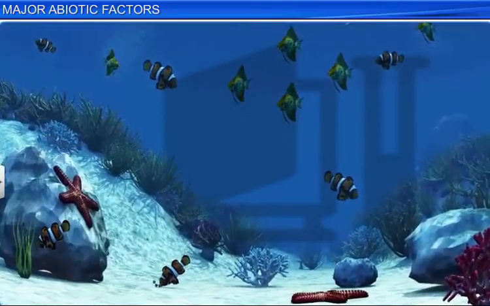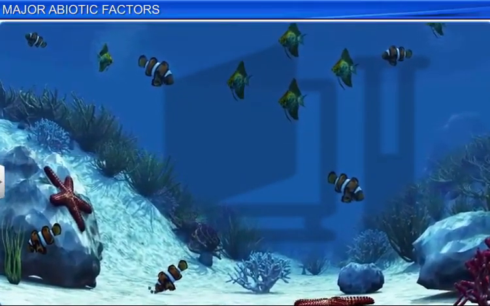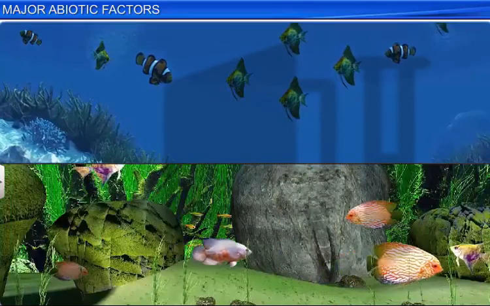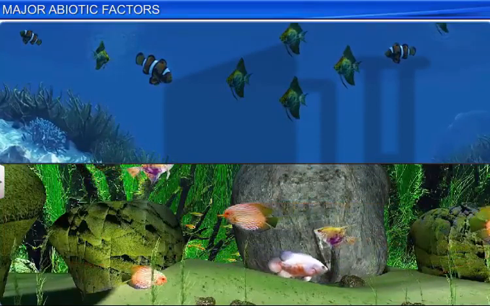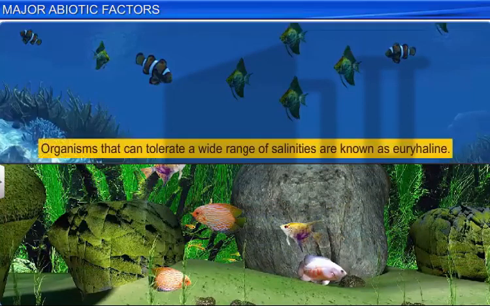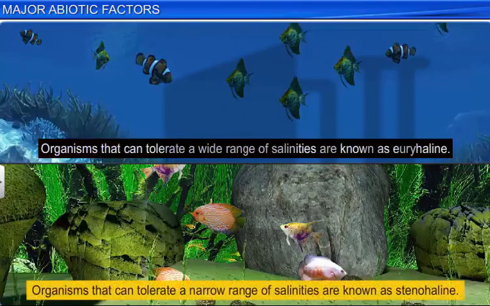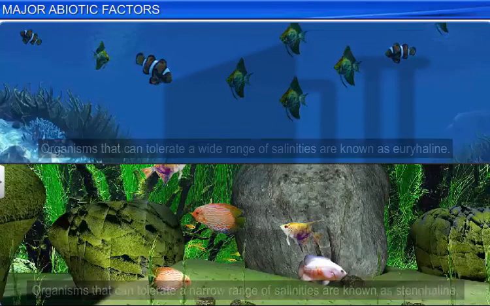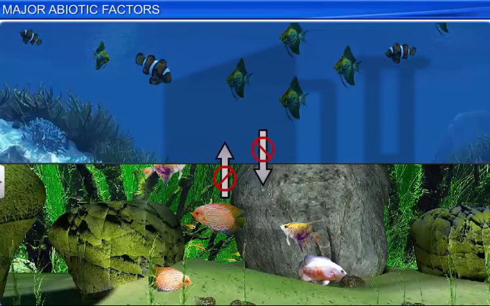Some organisms tolerate a wide range of salinities, while others are restricted to a narrow range of salinities. Organisms that can tolerate a wide range of salinities are known as euryhaline, while organisms that can tolerate a narrow range of salinities are known as stenohaline. This also explains why many freshwater organisms cannot live in seawater for long, and vice versa, as they would face osmotic problems.